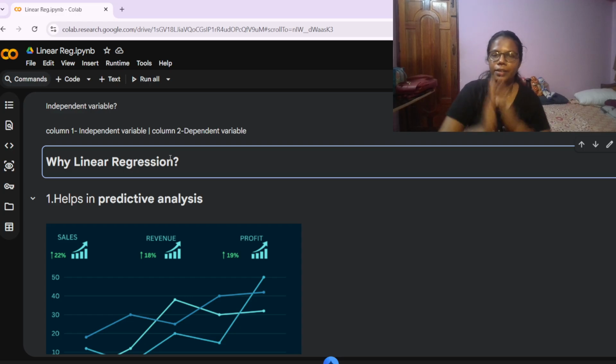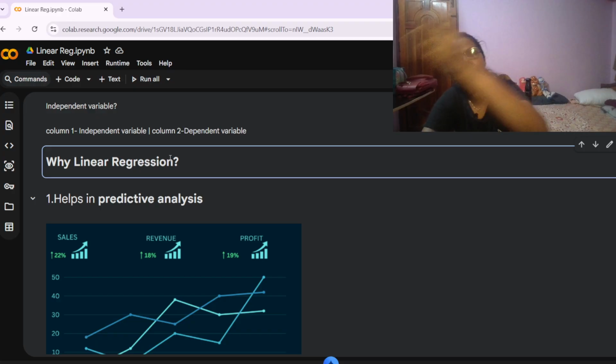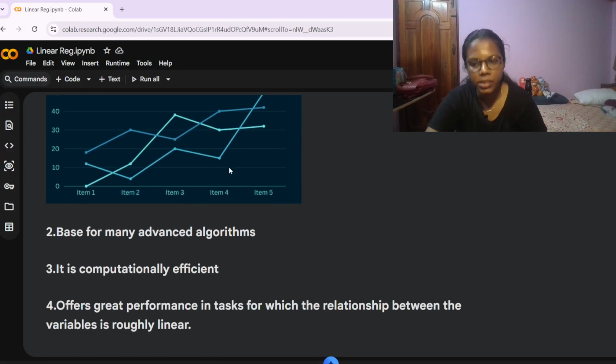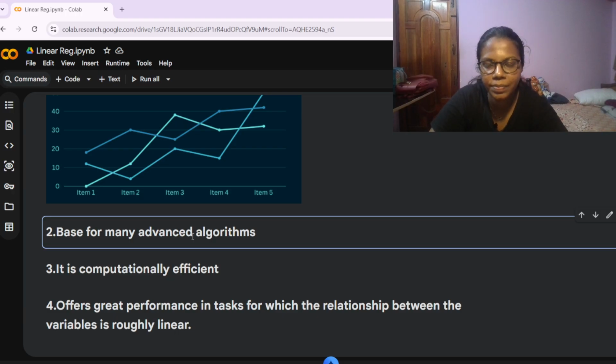First of all, why do we need this linear regression algorithm? Specifically, it is used for predictive analysis. Based on my historical data and my current data, I can predict my future. For that purpose, I need this linear regression algorithm. The second reason is most of the advanced algorithms have this linear regression as a base. So that is why I need this.